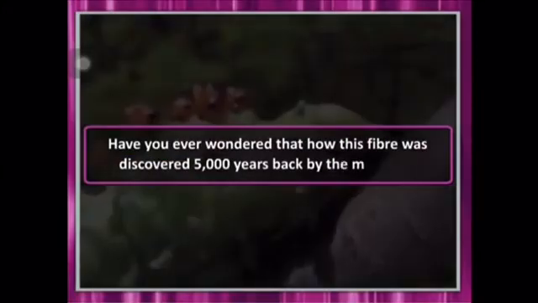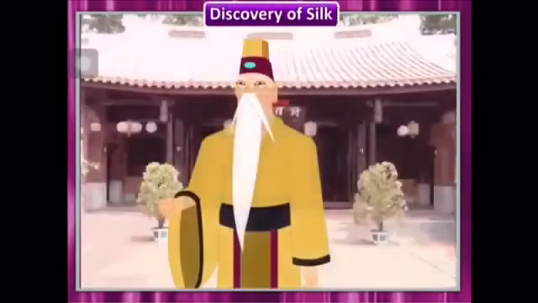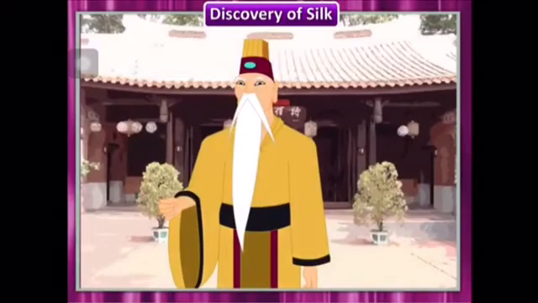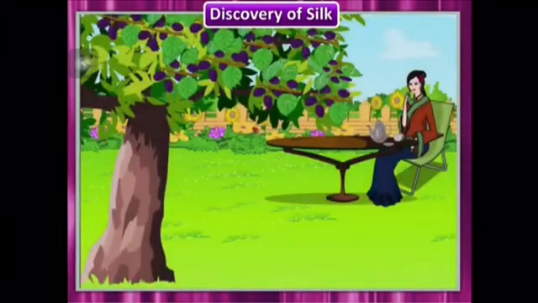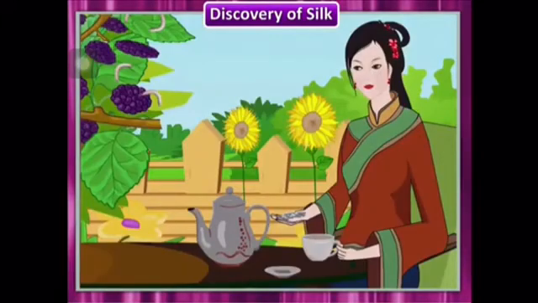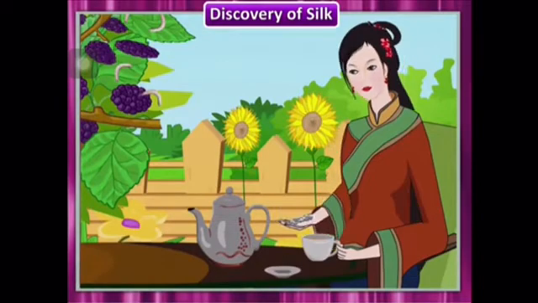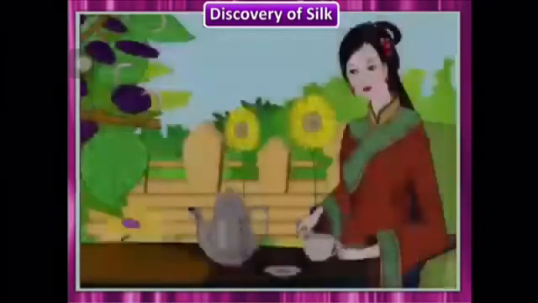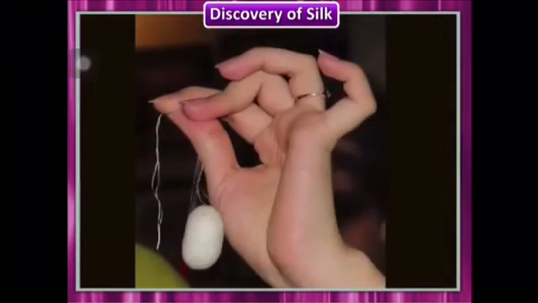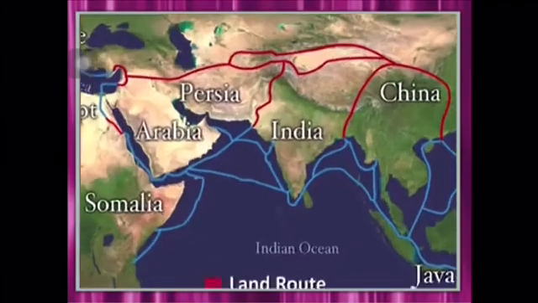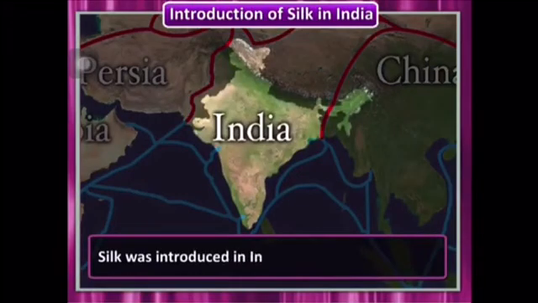Children, have you wondered how this fiber was discovered? It was discovered first in China accidentally. According to the story, when a Chinese princess was drinking tea under a mulberry tree, one of the cocoons fell accidentally into her cup of tea. The princess noticed that the cocoon was made of a single long strand of fiber. When the princess saw that the cocoon was made of fine filament, this is the way silk was discovered. In India, it was introduced 1900 years ago.